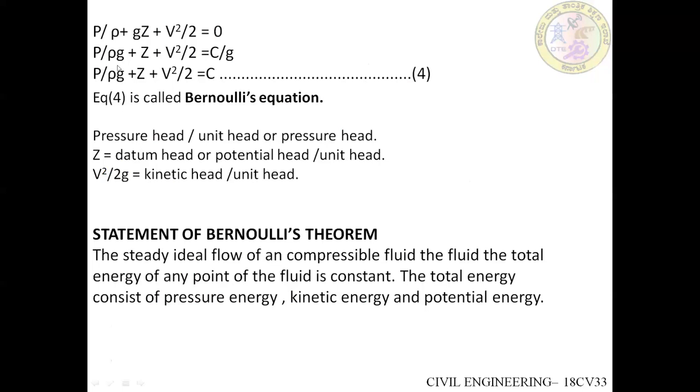So here P by rho G is nothing but pressure head, Z is the potential head and V square by 2G is the kinetic head. Let us see what is the statement of Bernoulli's theorem. It is applicable for a steady ideal flow of an incompressible fluid, where you can see the total energy at any point of the fluid is considered to be a constant. The total energy consists of pressure energy, kinetic energy, and potential energy.